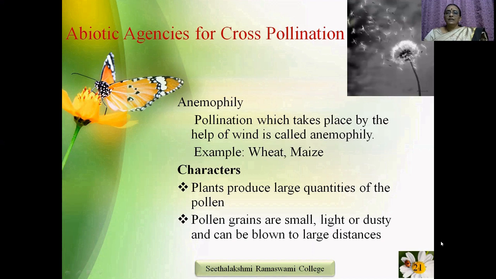Stigma will be very feathery to catch the pollen from the wind, and it may have staminate and pistillate flowers, may be monoecious or dioecious, usually with single-seeded fruits. For example, oak, grass, and some other papyrus, and all these plants are pollinated by wind. We call them anemophilous.